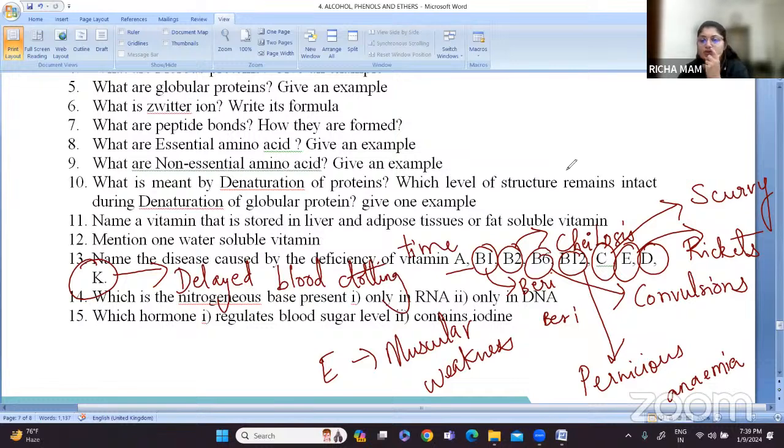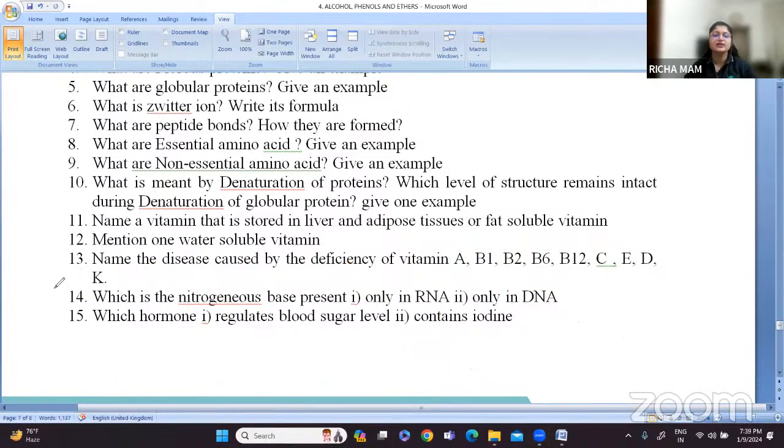Most of you have answered it right. So these are the diseases. You need to remember which disease is caused by each vitamin. Remember, this is very important. This can be asked in the applicative part also, like in the MCQs. So please remember this.